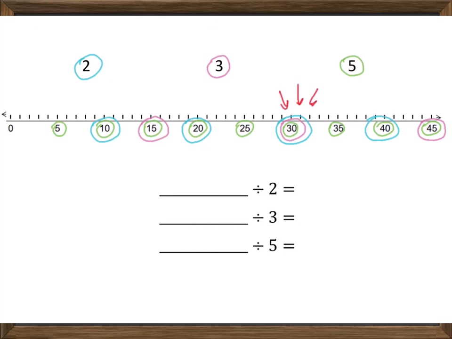10 is a multiple of 2 and 5, but not 3. 15 is a multiple of 3 and 5, but not 2. Likewise, 20 is a multiple of 2 and 5, but not 3. So 30 is the smallest number that fits this bill. Let's test it down here and prove to ourselves that it really works. Well, 30 divided by 2 is 15, which is a whole number. 30 divided by 3 is 10, still a whole number. 30 divided by 5 is 6, still a whole number. So 30 works. 30 is the smallest number that is evenly divisible by 2 and 3 and 5.